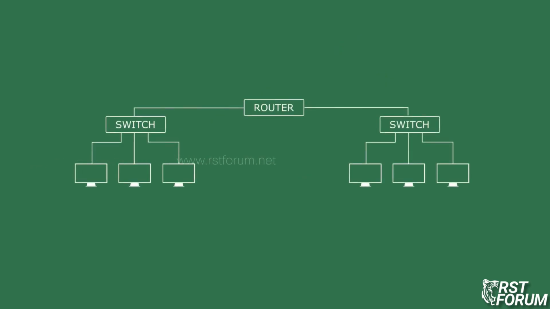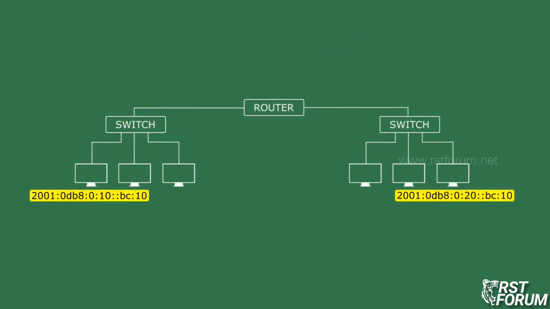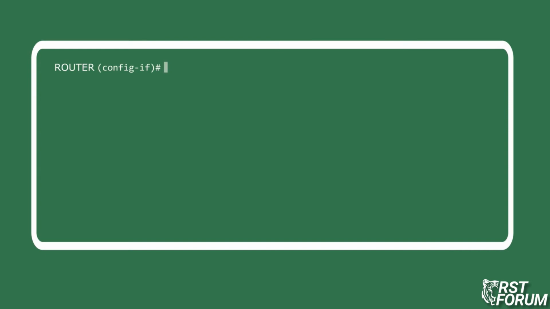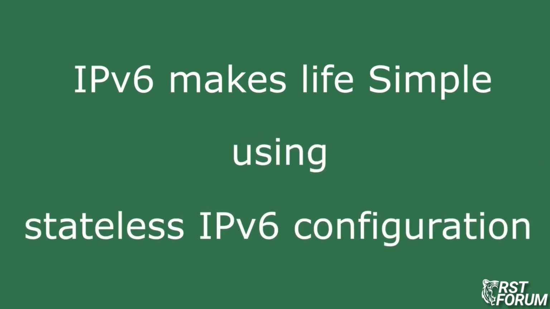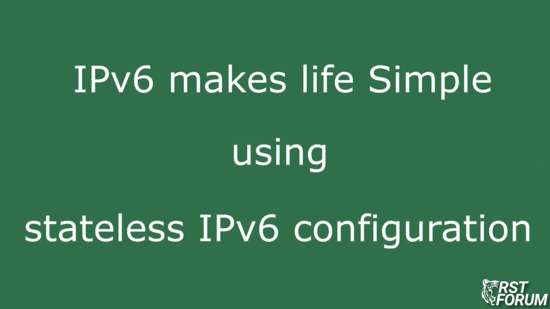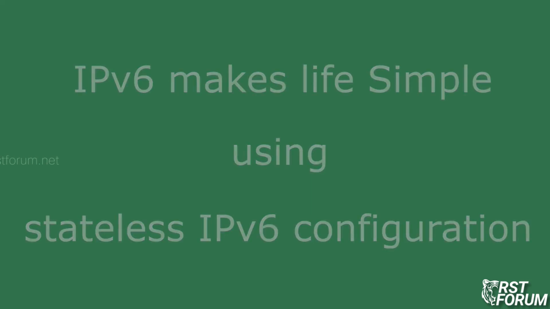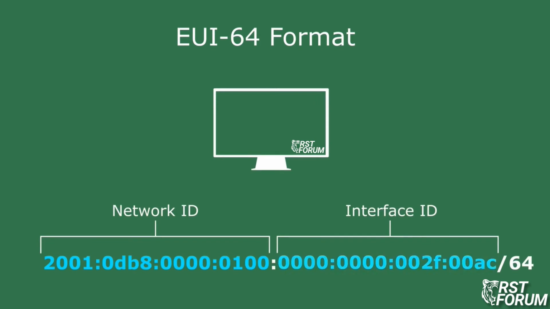Every computer that's connected on a network requires a globally unique IPv6 address. Configuring an IPv6 address manually requires a lot of effort and is error-prone. IPv6 makes life simple. One of the key benefits of IPv6 is its capability of stateless configuration that automatically creates the interface address. By implementing the EUI 64-bit extended unique identifier, a host can automatically assign itself a unique 64-bit IPv6 interface ID, without the need for manual configuration or DHCP.